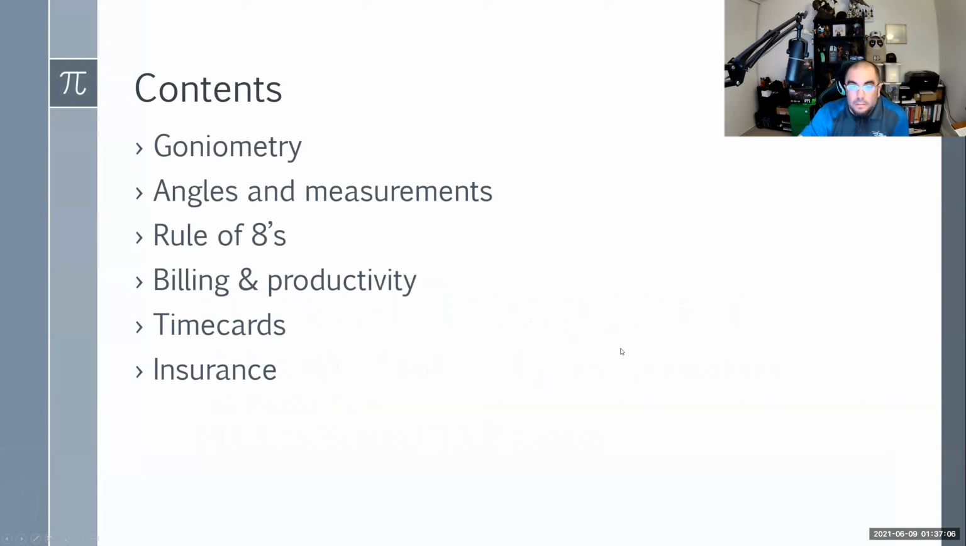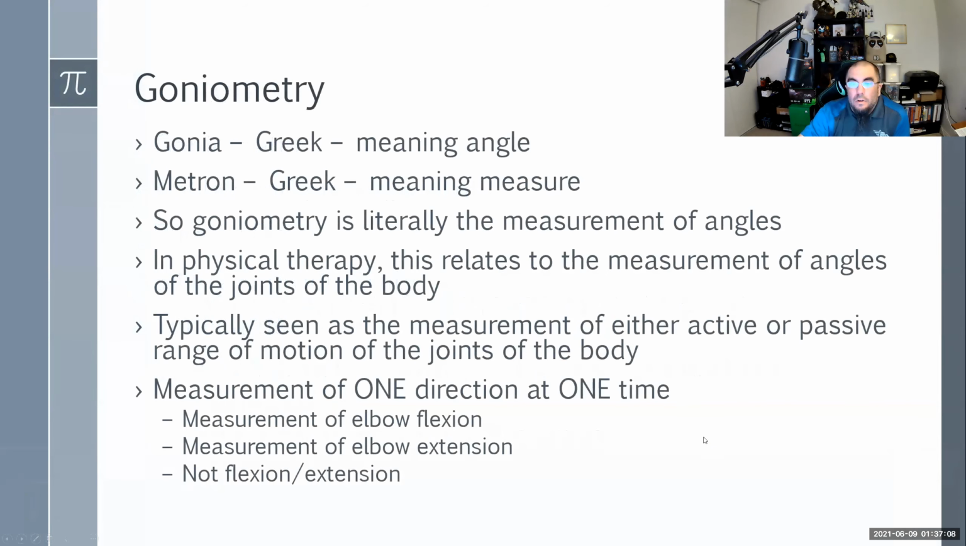So goniometry is literally broken down from the Greek goniometron, or gonia meaning angle, and metron meaning measure. So goniometry is literally the measurement of angles. In physical therapy, this relates to the measurement of angles of the joints of the body, and can usually be seen as the measurements of either active or passive range of the joints of the body.